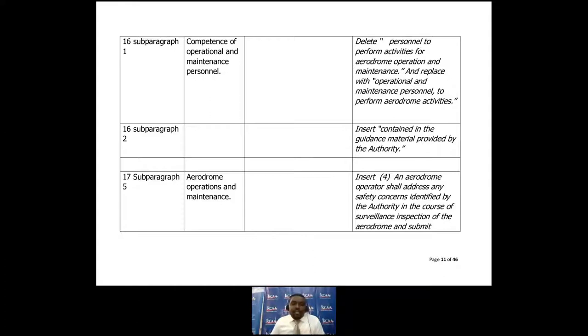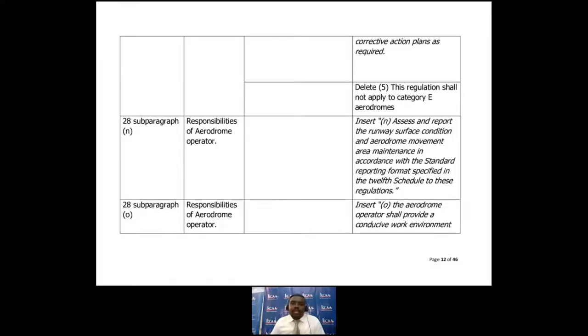Regulation 17, sub 5, aerodrome operations and maintenance, we inserted this statement: an aerodrome operator shall address any safety concerns identified by the authority in the course of surveillance inspection of the aerodrome and submit corrective action plans as required. And then we deleted sub-regulation 5, which indicated this regulation shall not apply to category aerodromes.